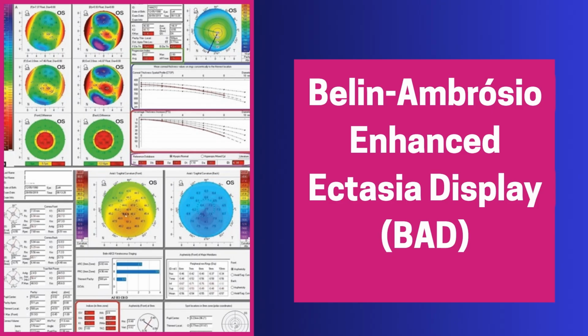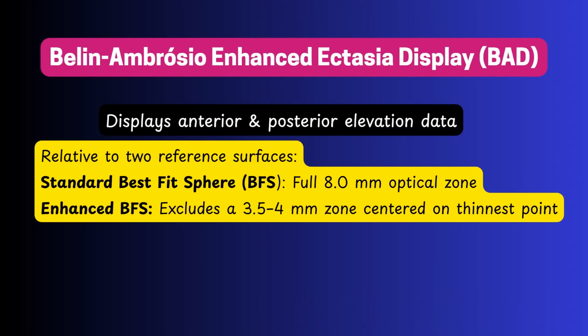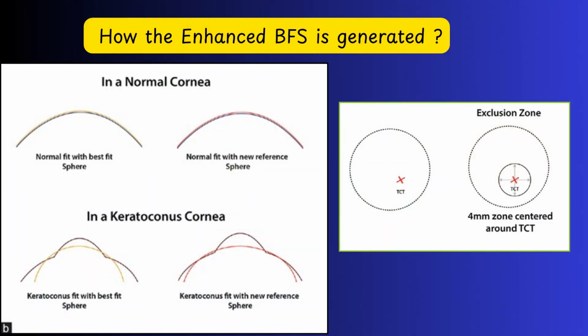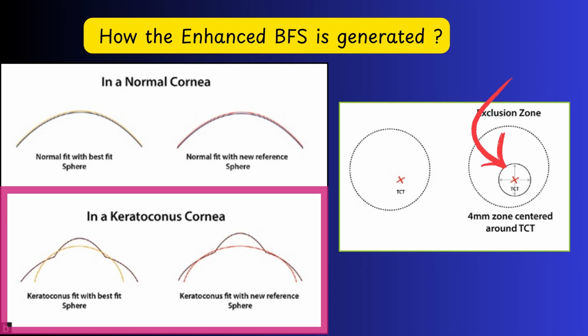This brings us to something very important, using both standard and enhanced reference surfaces. If you would like a deep dive into what exactly is meant by the best fit sphere and enhanced best fit sphere, check out the third video in our keratometric course. Here we explain how the enhanced best fit sphere is generated. First of all, the best fit sphere takes into account all the points on the cornea in the 8 mm zone. But in case of an enhanced best fit sphere, the algorithm excludes a central 3.5 to 4 mm zone around the thinnest point, an area likely to show ectasia.